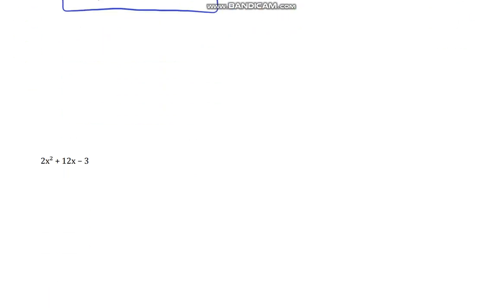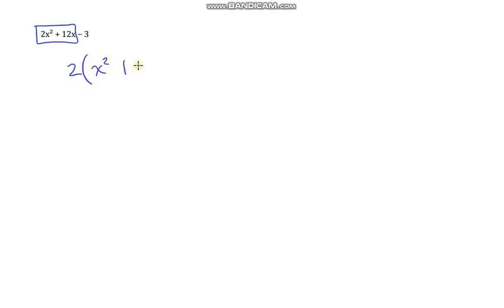Okay, so let's go on to another example. So we're going to factorise this expression, and again the coefficient is greater than 1, so we're going to have to factor out a 2 from this expression firstly. So in the brackets I'm going to be left with x squared plus 6x. 2 times x squared is 2x squared, 2 times 6x is 12x, and then I've got that minus 3 hanging out the back here.